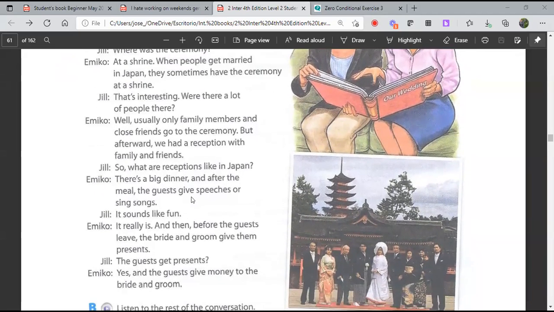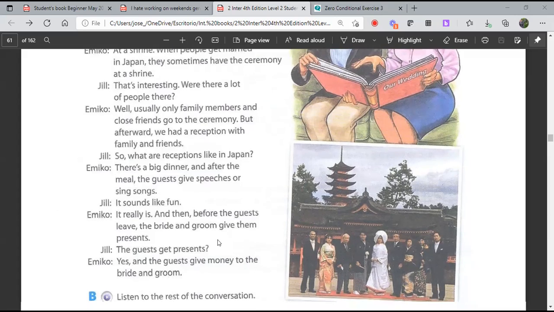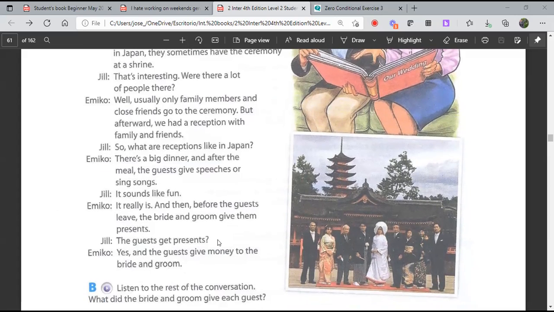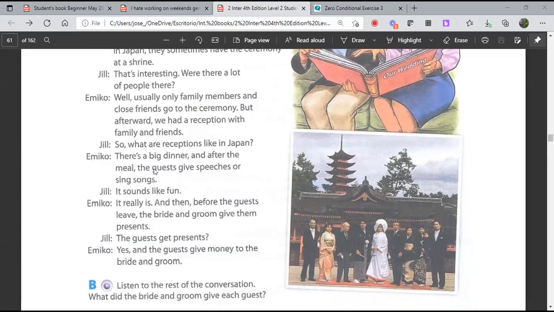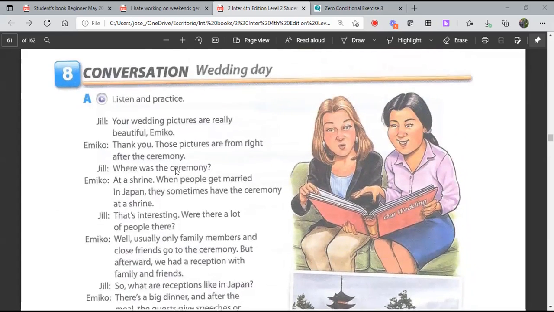So, what are receptions like in Japan? There's a big dinner, and after the meal, the guests give speeches or sing songs. It sounds like fun. It really is. And then, before the guests leave, the bride and groom give them presents. The guests get presents? Yes, and the guests give money to the bride and groom. Okay, that's different. I don't want to say weird, but that's something different.